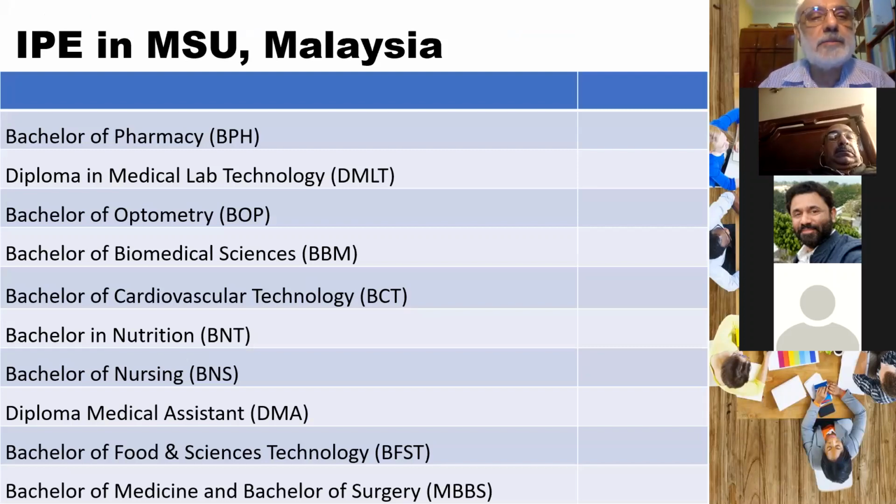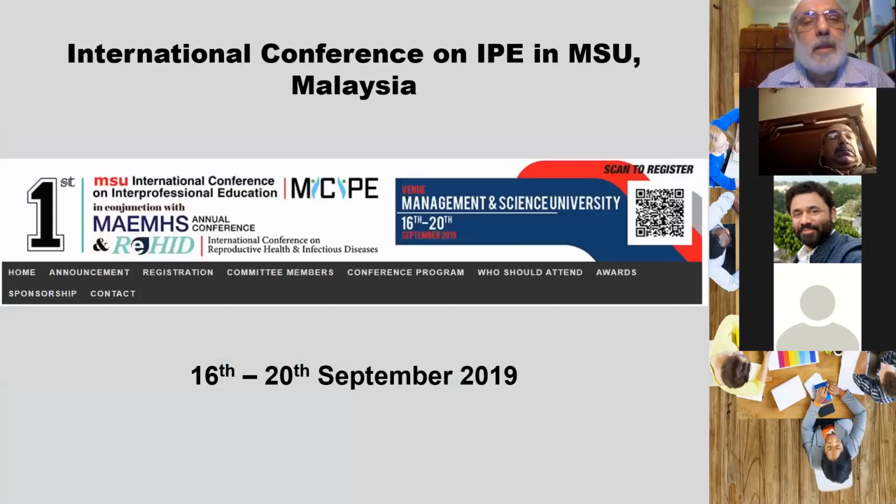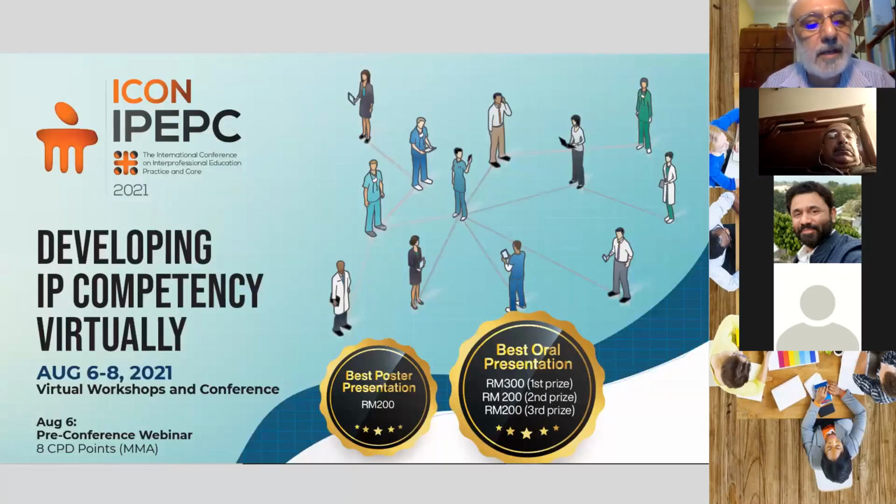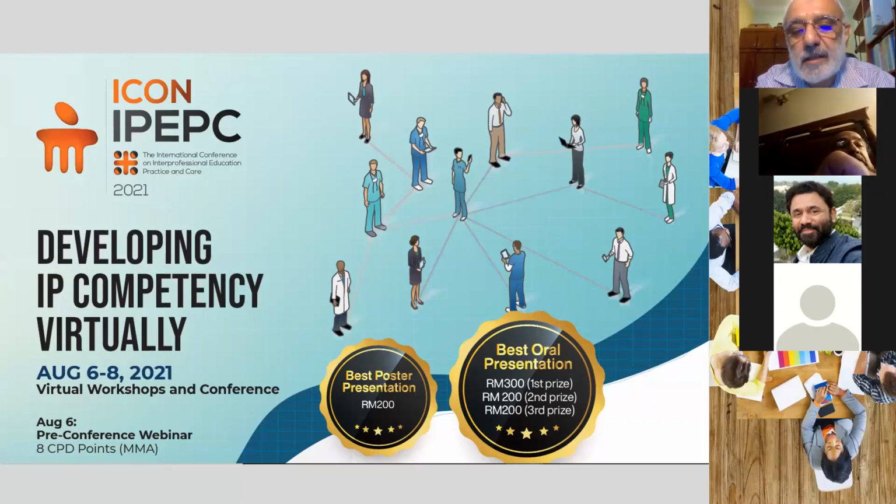Another university in Malaysia, Management and Science University, is implementing interprofessional education among a number of programs listed here. An international conference on interprofessional education was conducted at Management and Science University in September 2019, and another international conference is going to be conducted in August this year. So it shows the importance of this aspect of training undergraduate students and its importance at the national and international level.